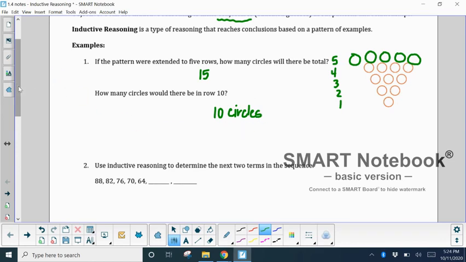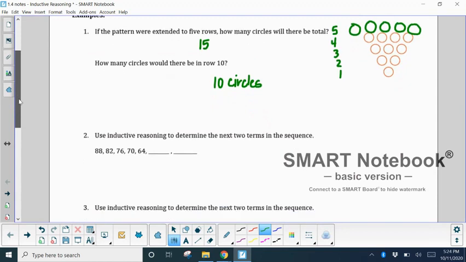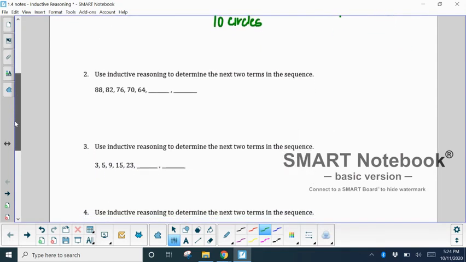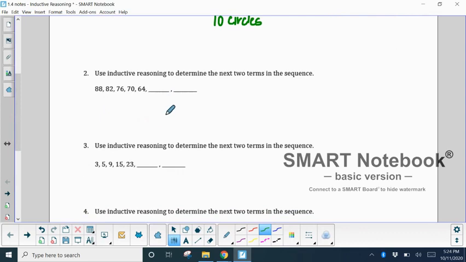You might see some examples where you're dealing with patterns of shapes. A more common type of problem you're going to see is this type right here, where you're guessing the next 2 terms in a sequence, and a sequence is just a pattern of numbers. So we have 88, 82, 76, 70, 64. If you look at these numbers, we want to figure out the pattern of what's going on. Well, we know that they're decreasing. To make my number smaller, I either have to subtract or divide. That's the only way you can take a number and make it smaller.